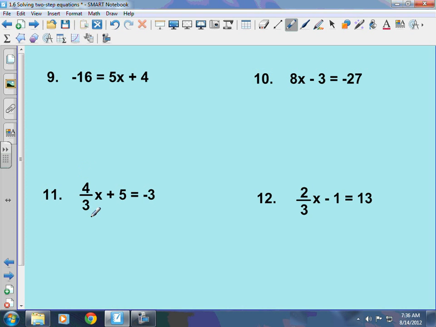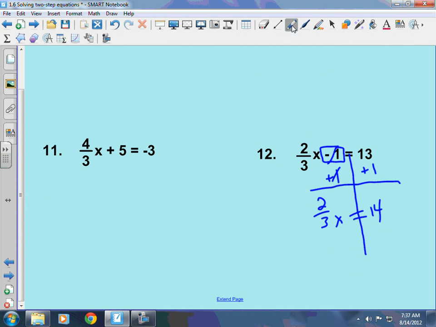Let's look at number 12. Number 12 is a fraction, but that's okay. We're going to do the same thing. Line at the equal sign. Notice how I put a box around my constant and the sign. That's a -1. So I'm going to go +1. These cancel. 2/3 x equals 14.